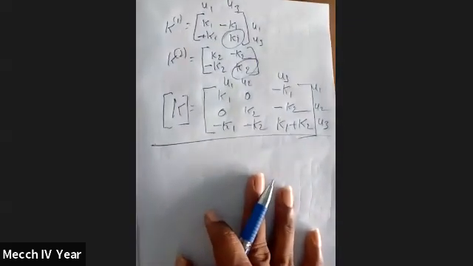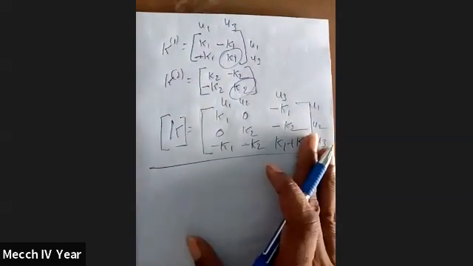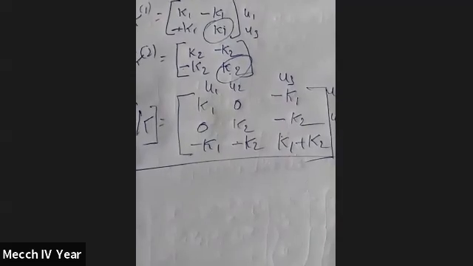Okay, this is the matrix formation. This is called the direct stiffness matrix method. Next class we are going to see the boundary conditions. Now if you have any doubt, ask me.